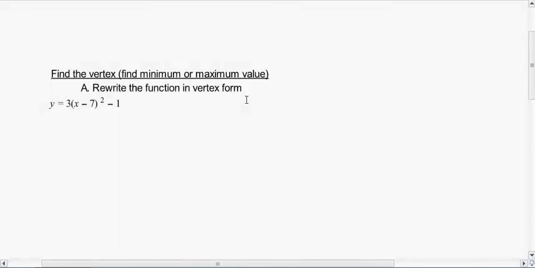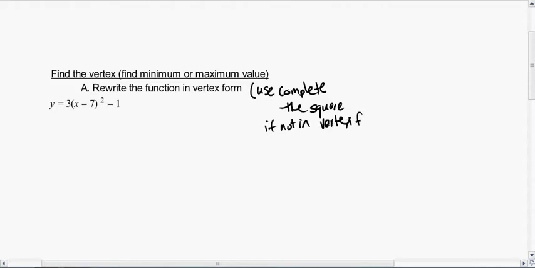If it's not in vertex form, you may need to use a technique called completing the square, which I explain in a later video. So if it's not in vertex form already, then you need to use completing the square to get it that way. Use complete the square if not in vertex form already. And if you're not sure what vertex form is, it looks like this.